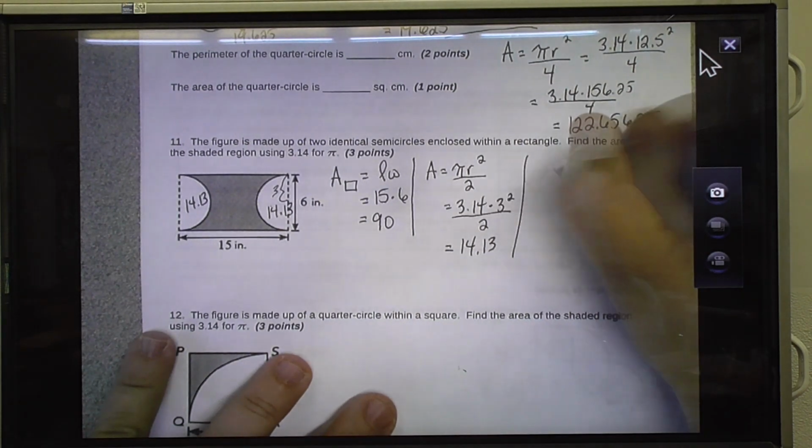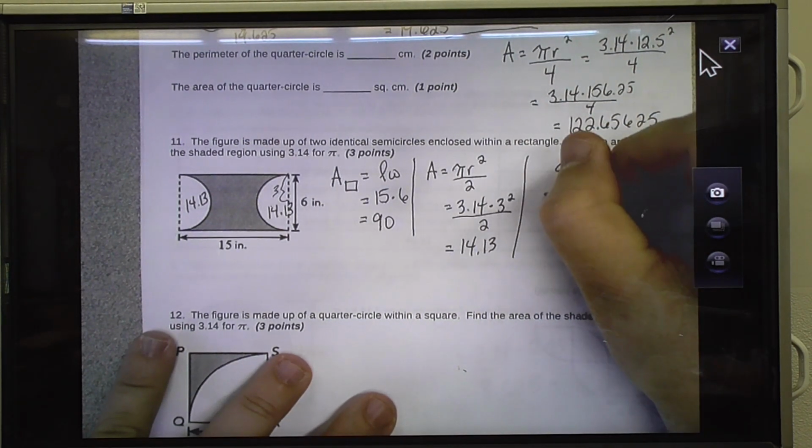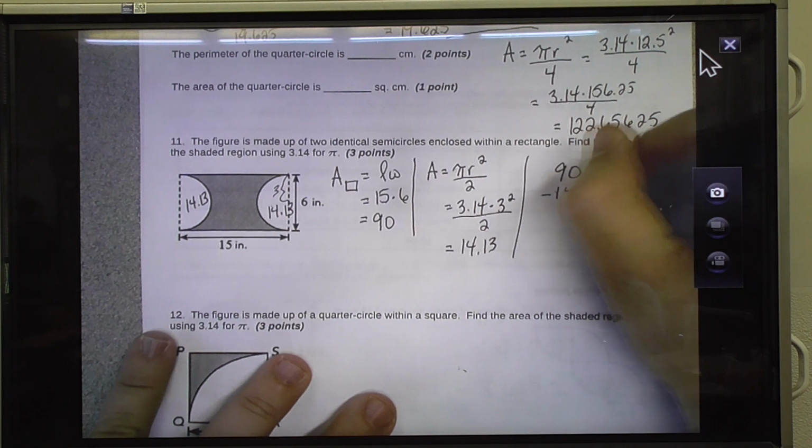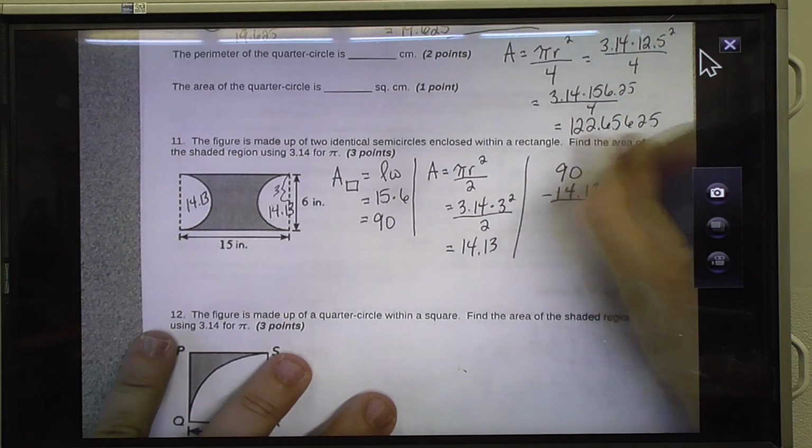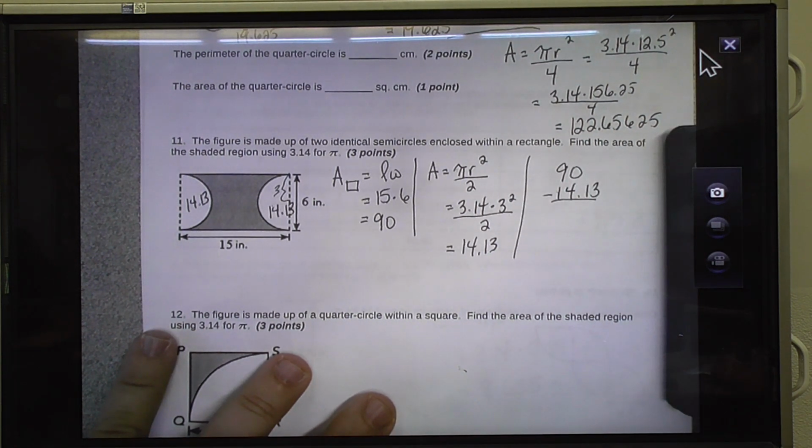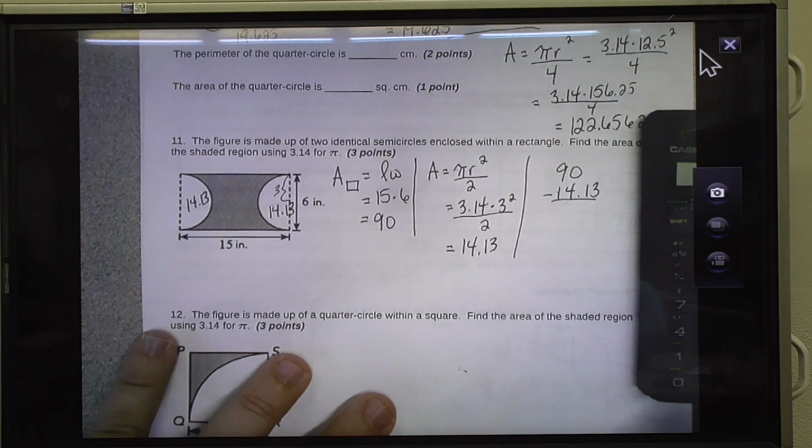So we're starting off with 90. We're going to subtract one semicircle. So 90.